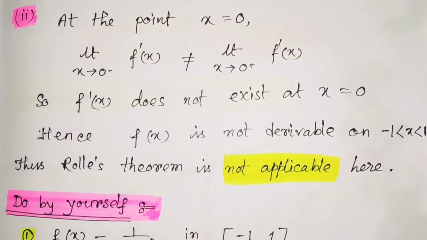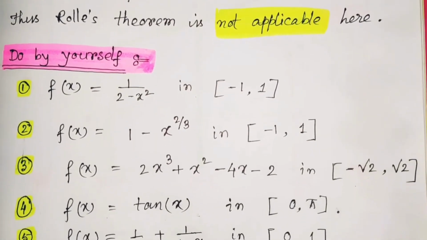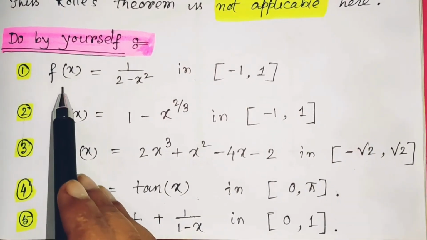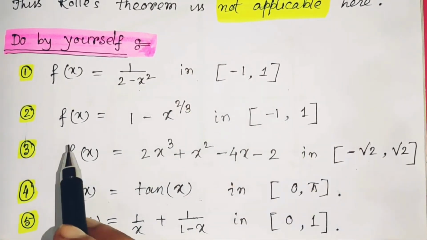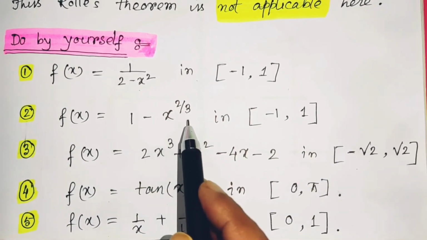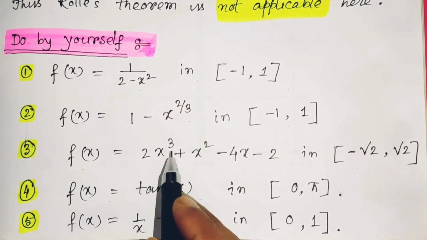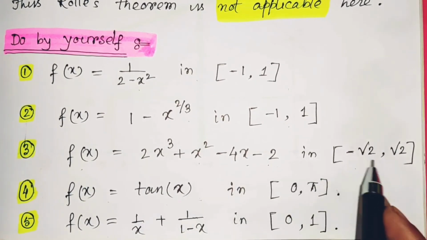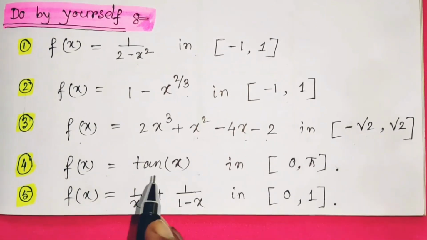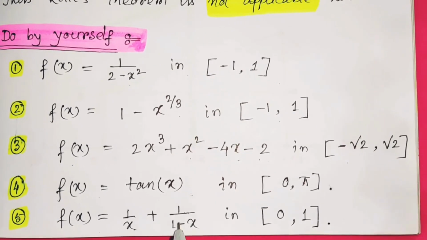So these are a few examples for you. Now there are a few do-by-yourself questions, so do these questions by yourself. The first question is f(x) equals 1 by 2 minus x square within the interval -1 to 1. The second one is 1 minus x to the power 2 by 3 in the same interval. Then one more, f(x) equals 2x cube plus x square minus 4x minus 2 within the interval -√2 to +√2. One more is tan x within the interval 0 to pi, and one more is 1 by x plus 1 by 1 minus x within the interval 0 and 1.